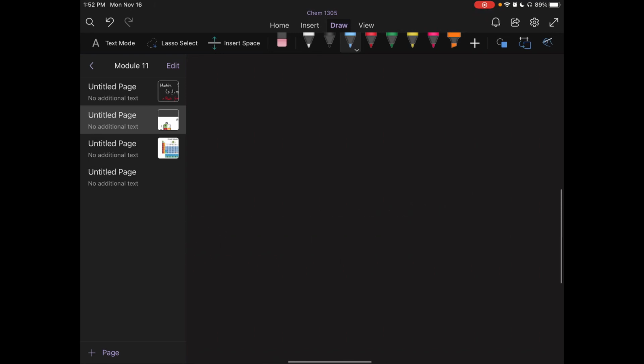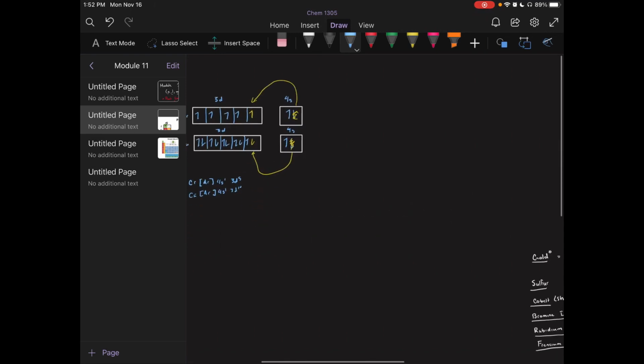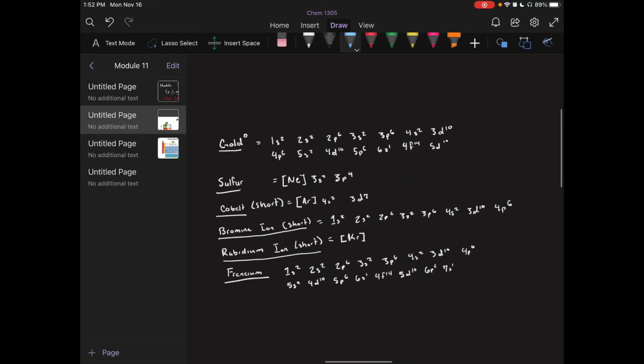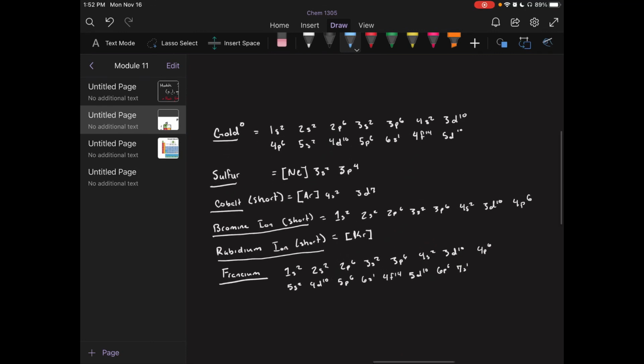So, what are the answers? I'm trying to find it. Here they are. So, pause the video right now and go check out your answers. Gold looks like that. Sulfur looks like that. The cobalt looks like that. The bromine ion looks like that. The rubidium ion, oh, my bad. So, the bromine ion should not actually be the short one. The rubidium ion looks like this, and the francium ion looks like that.